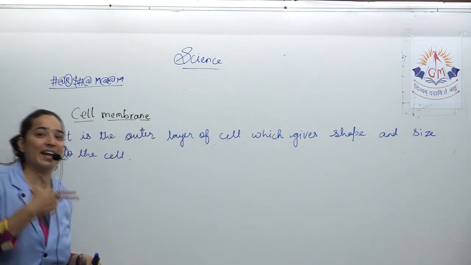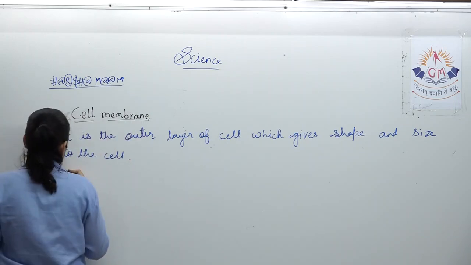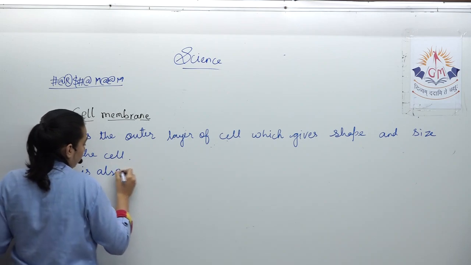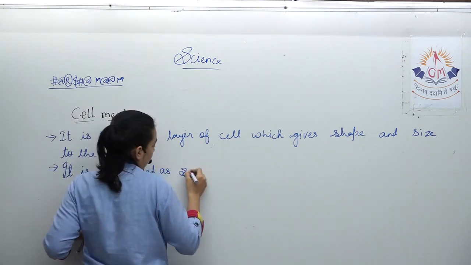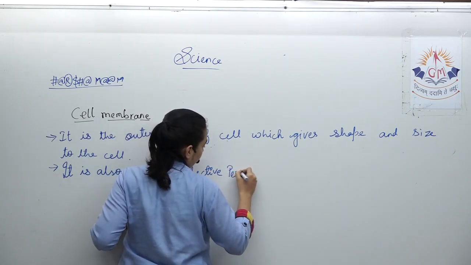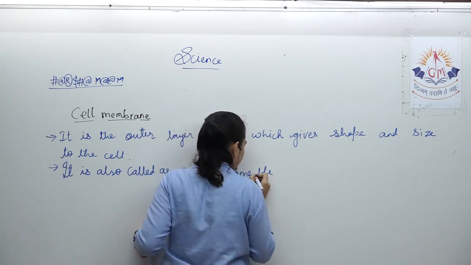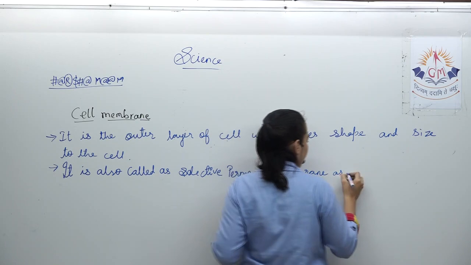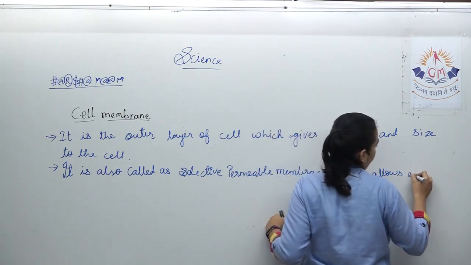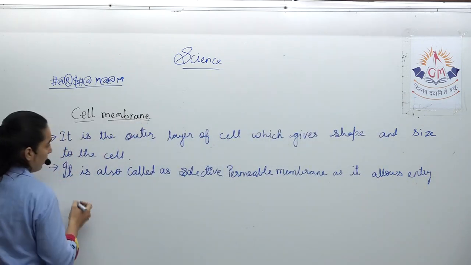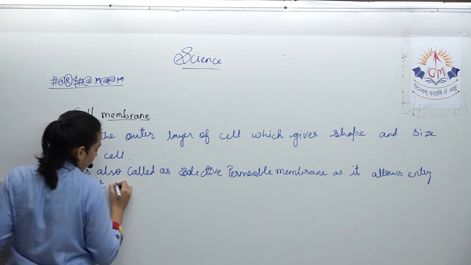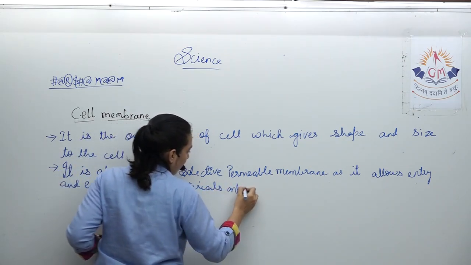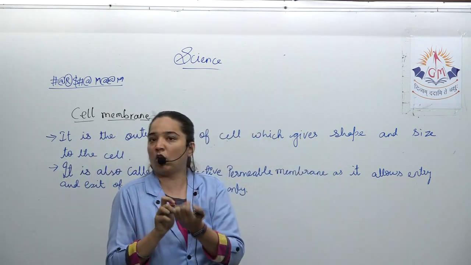Cell membrane is also called as selective permeable membrane, as it allows entry and exit of certain materials only. वो कुछ ही चीज़ों को अंदर आने देता है और कुछ ही चीज़ों को बाहर जाने देता है. It will not allow all the things to enter.